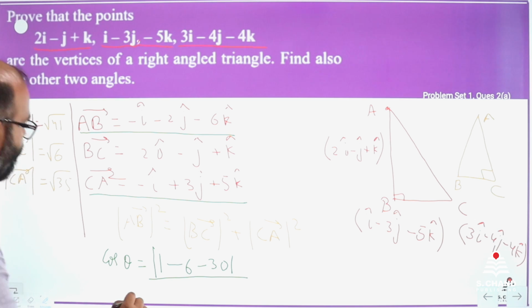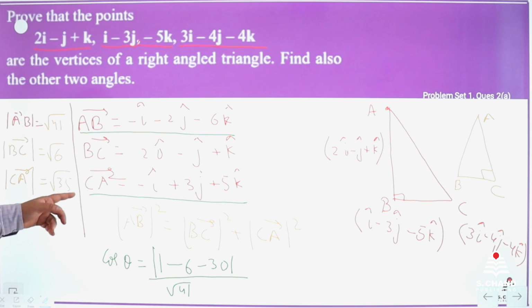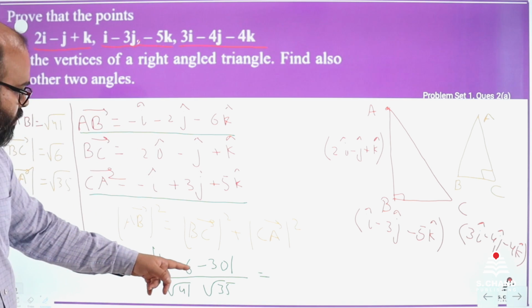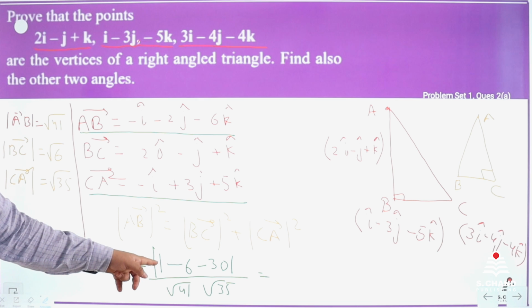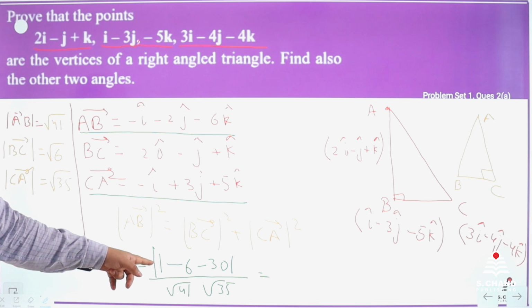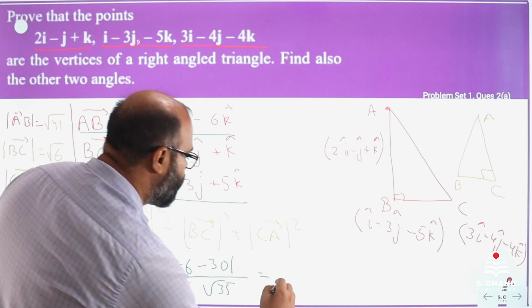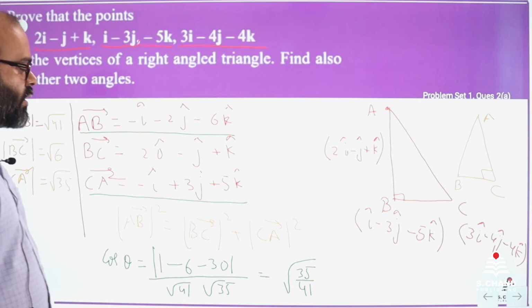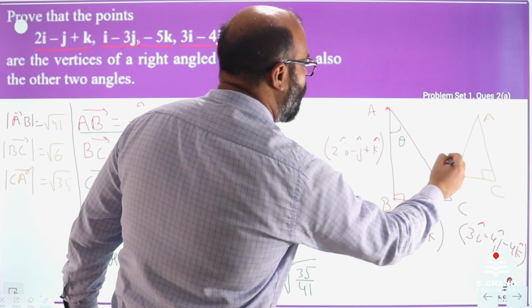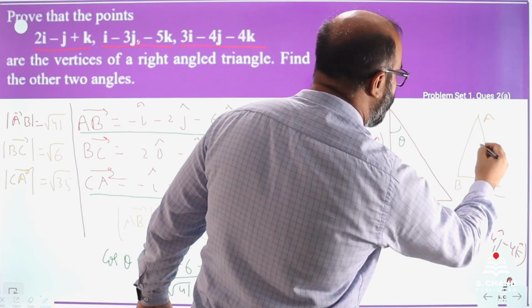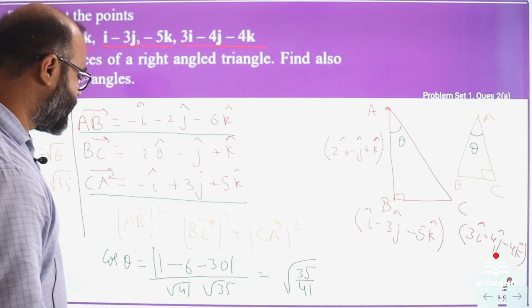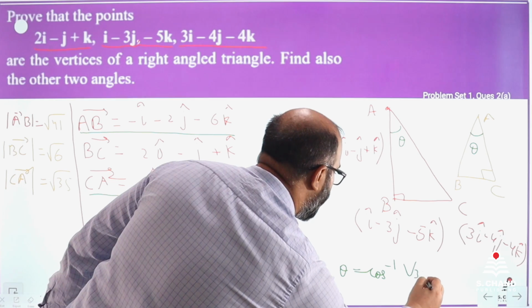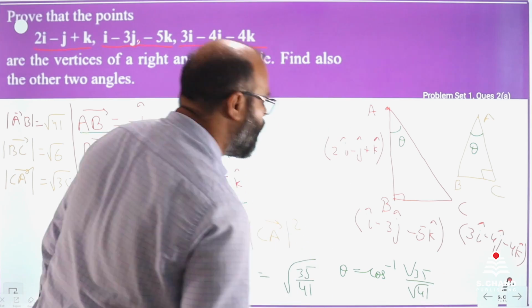Magnitude of AB is root over 41 and magnitude of AC is root over 35. So you write like this. This would become 30 and 6, 36, and 1, 35, right? 35 by root 35 is root 35. So this will become root over 35 by 41. So the theta angle is this one, or you say AC and AB, this angle. So this theta angle is cos inverse of root 35 by root 41.